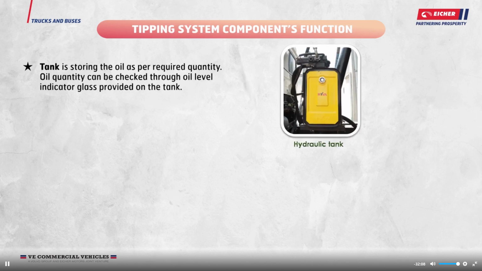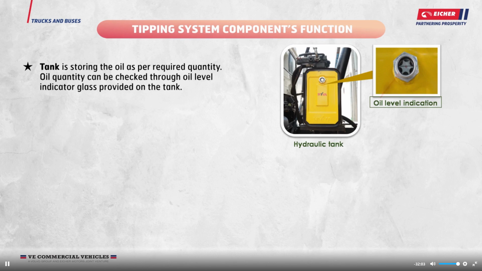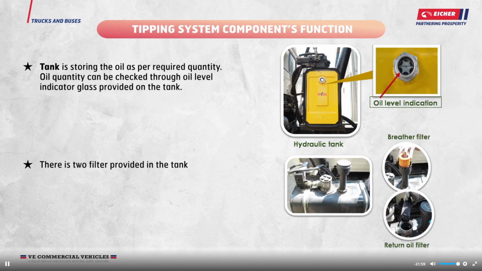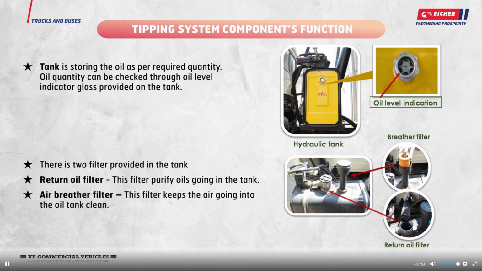Tipping system components function. Tank is storing the oil as per required quantity. Oil quantity can be checked through oil level indicator glass provided on the tank. There are two filters provided in the tank. Return oil filter: this filter purifies oil going into the tank. Air breather filter: this filter keeps the air going into the oil tank clean.